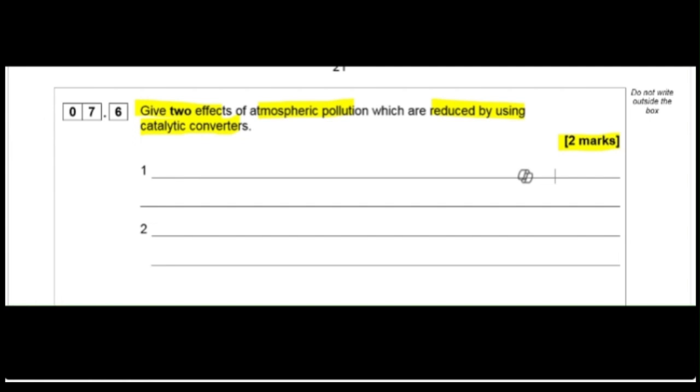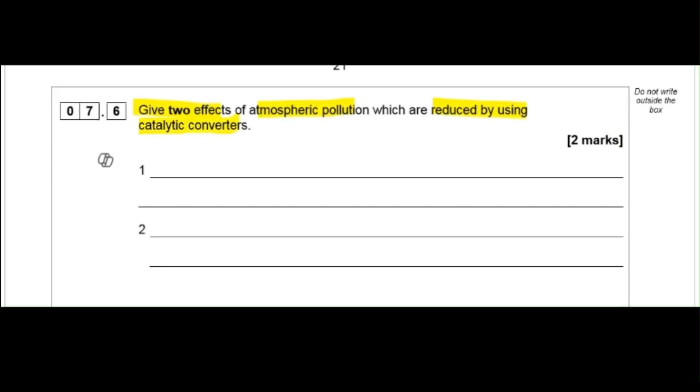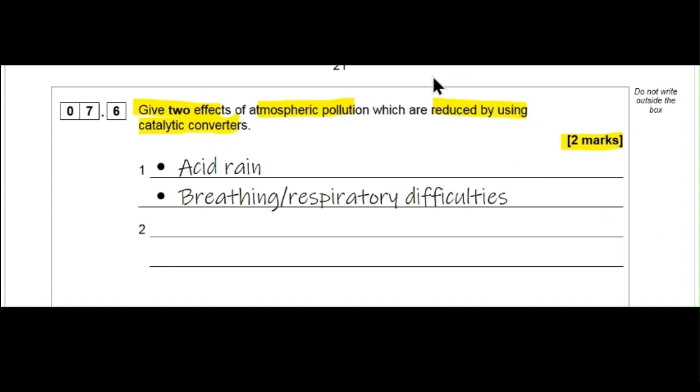7.6. Give 2 effects of atmospheric pollution which are reduced by using catalytic converters. Now, there are a number of answers to this. You could have acid rain, breathing or respiratory difficulties, the production of carbon monoxide, which we know is toxic, and global dimming. Any two of those will get you 2 marks.